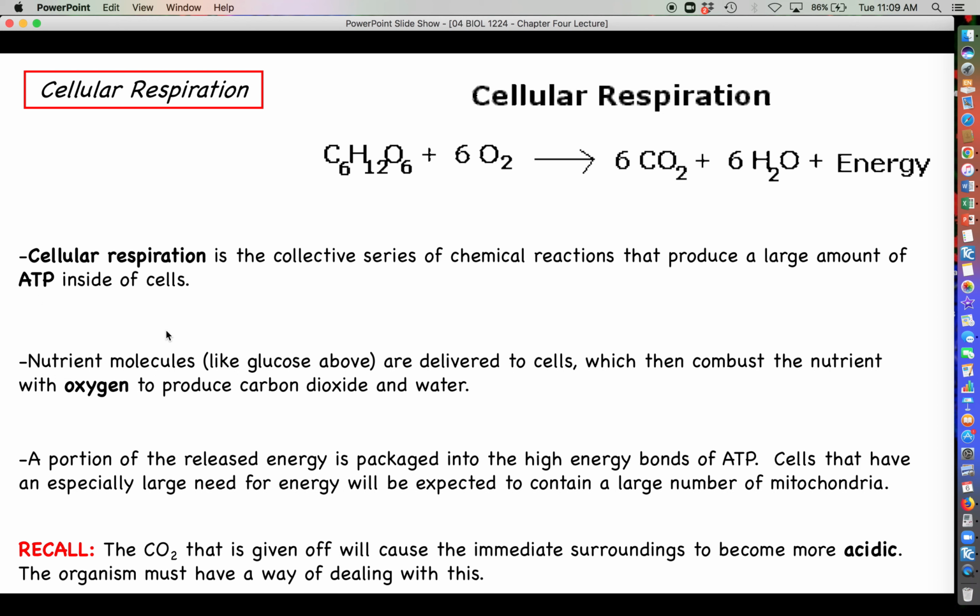So the main thing I want you to understand for right now is that the reason why glucose is listed here is not because glucose is the only type of molecule that can participate in cellular respiration, it's just the most common one. So any nutrient molecules like glucose, other types of sugars, fatty acids, we can put those through cellular respiration, and that is how our cells obtain energy from the food that we eat.